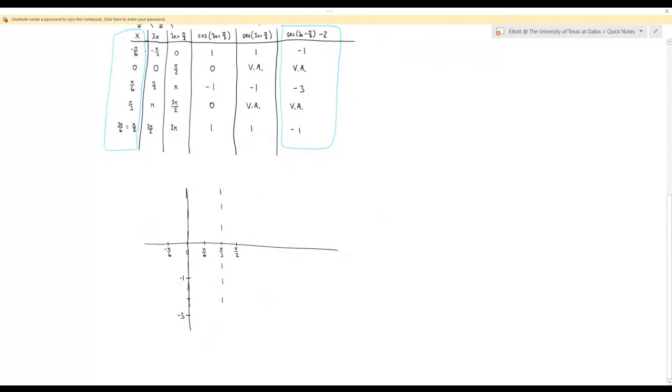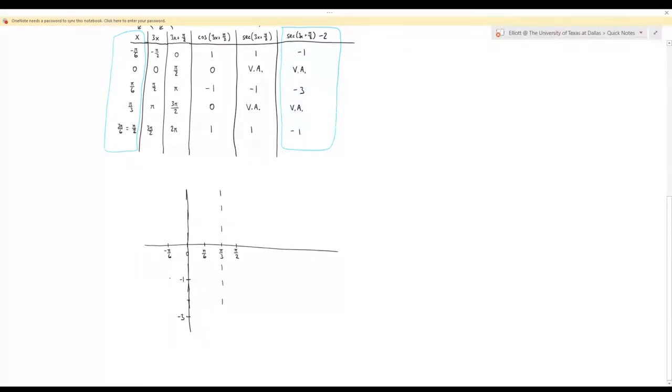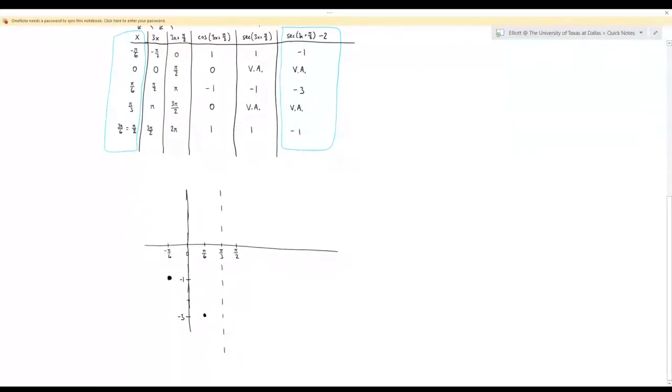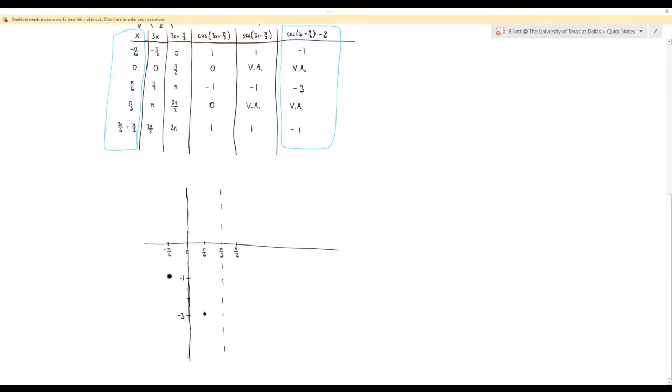And then at minus pi over 6, the function was at -1. So I'll draw that here. See here at pi over 6, it's at -3, so that's going to be down here. And then at pi over 2, it was at -1 again. And then let me go ahead and add a couple more vertical asymptotes in this picture.